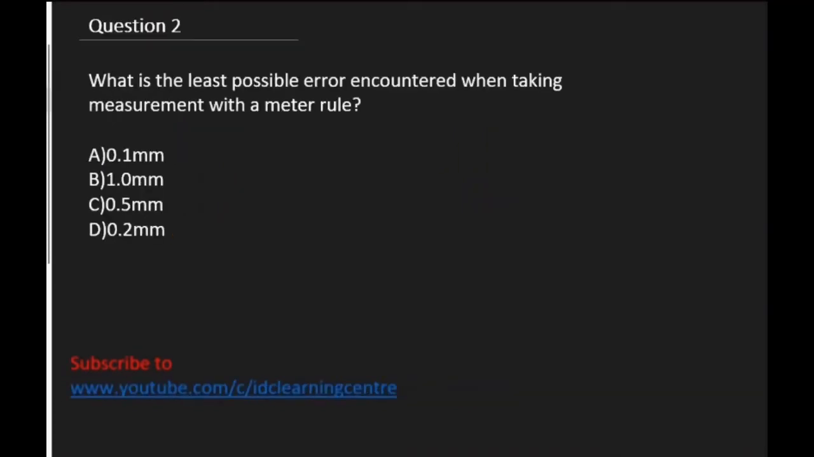Question 2. What is the least possible error encountered when taking measurement with a meter rule? Well, the right answer is 0.5 millimeters, which is C. So it is not 0.1 mm, 1.0, neither is it 0.2 millimeters.